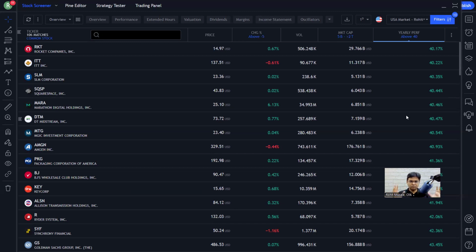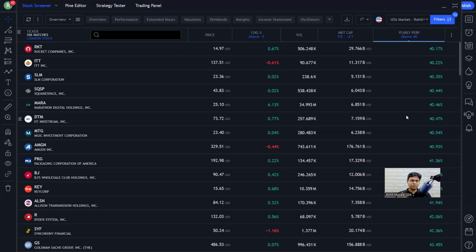It takes into account a lot of things: the market capitalization, the liquidity, the price, the moving averages, the percentage change per day, the annual performance, relative strength. Everything is combined in this filter. So please take this filter seriously.